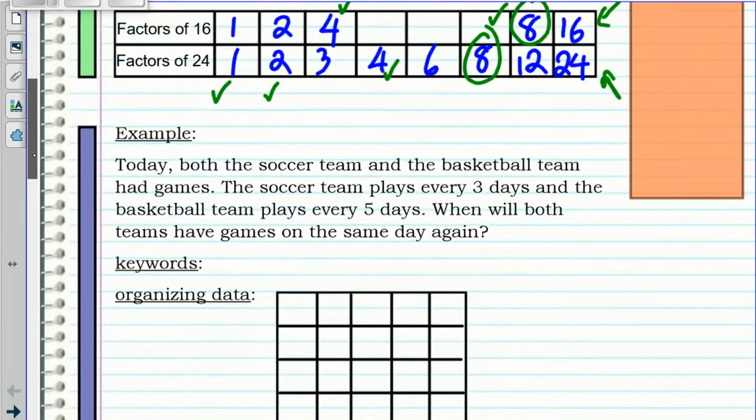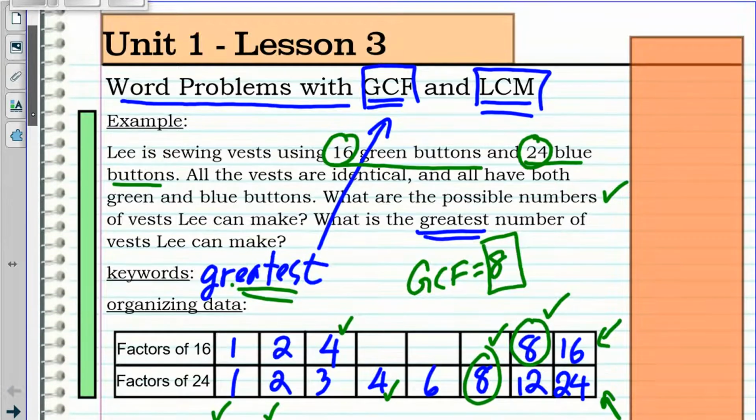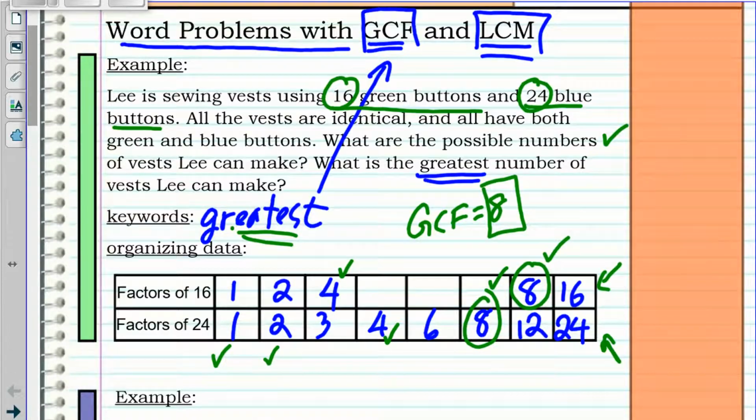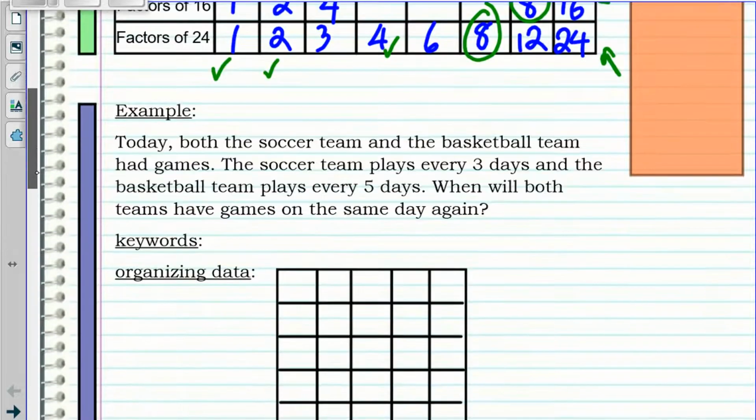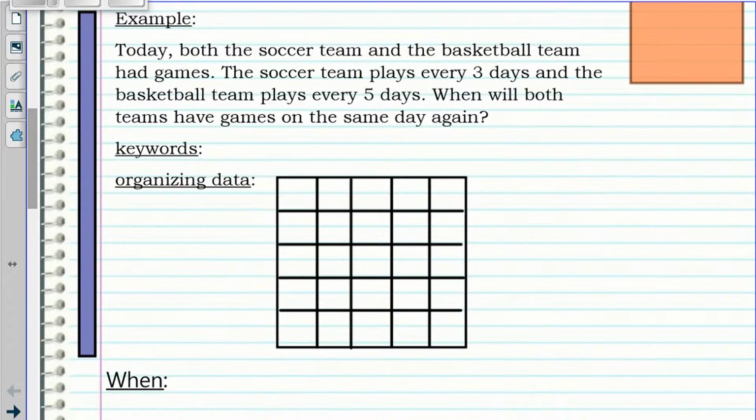By the way, I realize it's also a good idea to not erase it during the video, only because even that alone adds a little bit of time. Okay, example 2. I'll read. Today, both the soccer team and the basketball team had games. The soccer team plays every 3 days, and the basketball team plays every 5 days. When will both teams have games on the same day again?